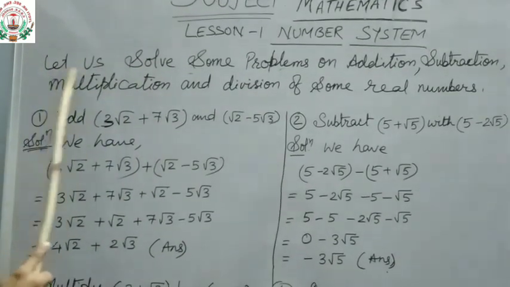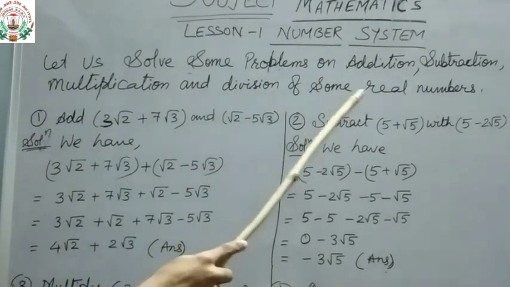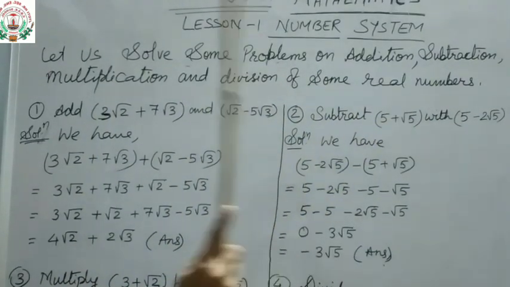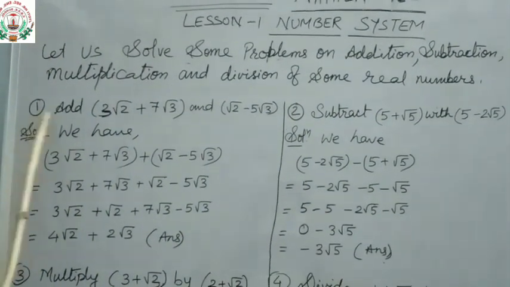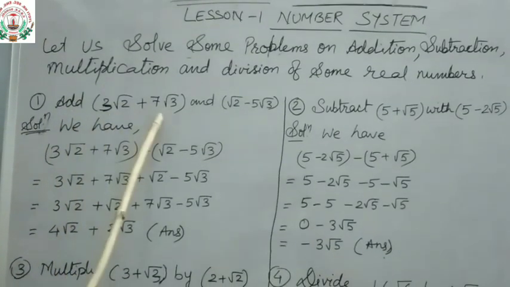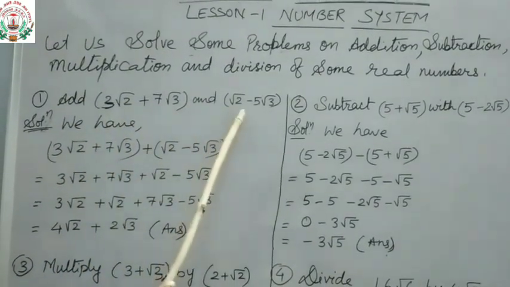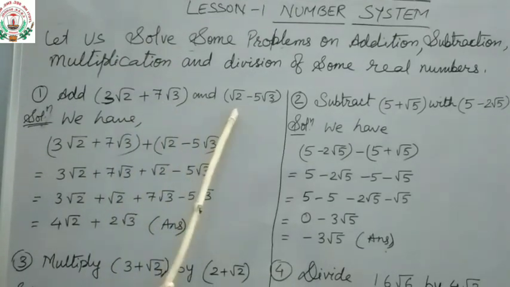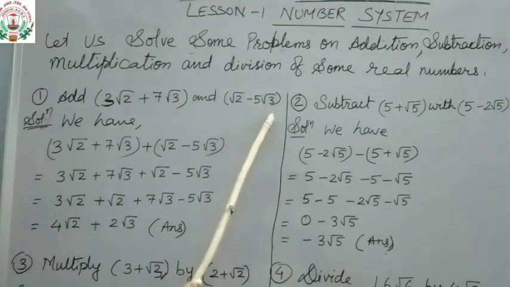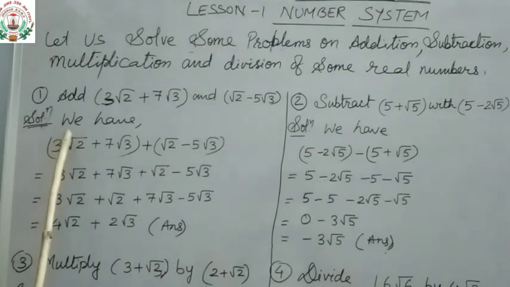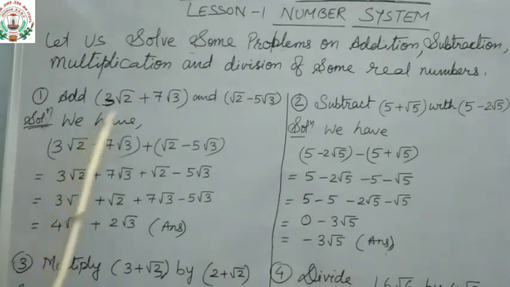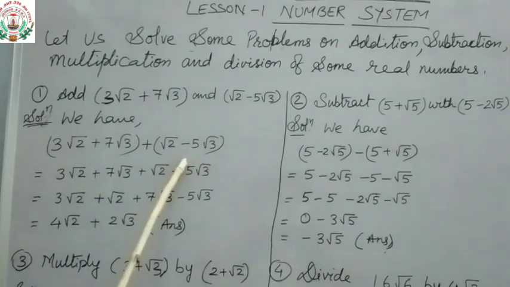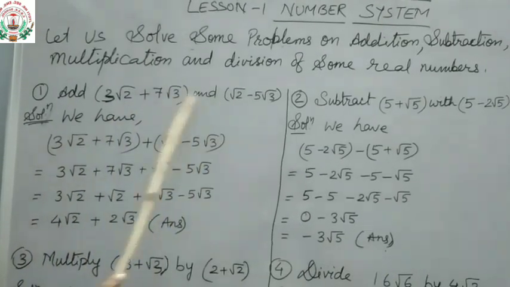Now let us solve some questions based on addition, subtraction, multiplication and division of some real numbers. The first one is addition of these two numbers: 3 root 2 plus 7 root 3, and root 2 minus 5 root 3. Because addition means, first I'll write the first number and then the second number. So these two are real numbers, you know.